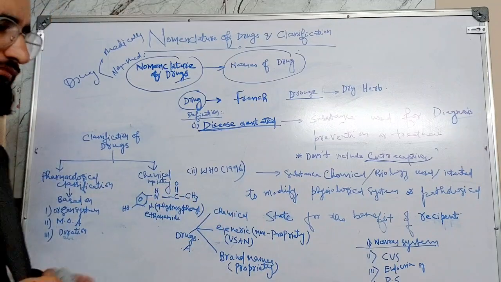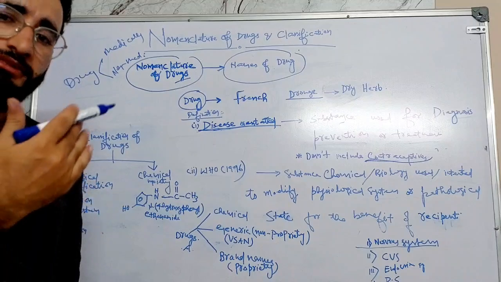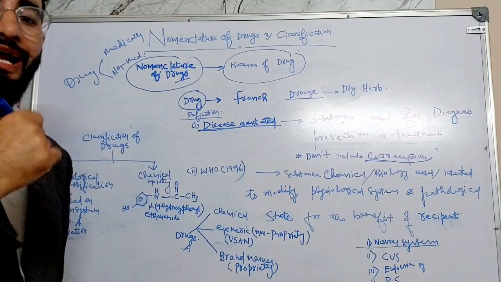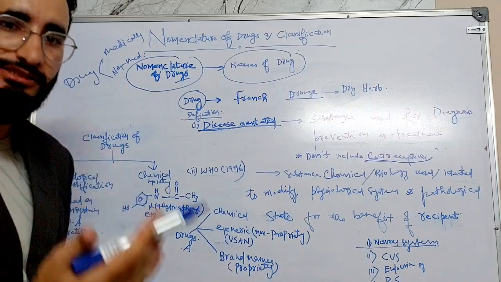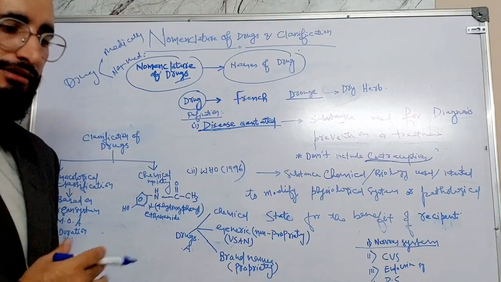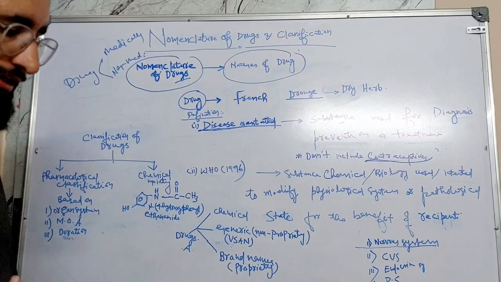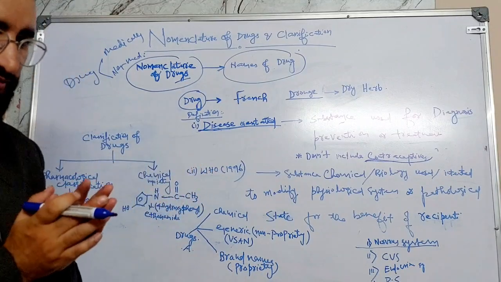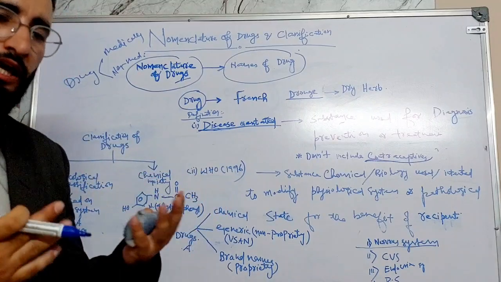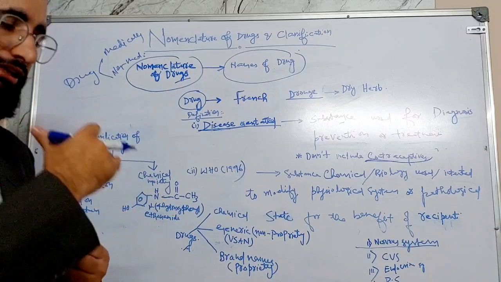Or non-medical persons. See, non-medically we mean by drug a substance which is illegal and which is used for excitement, pleasure feelings, and which can cause addiction. For example, ganja, cocaine, brown sugar, etc. So this is a non-medical definition. This is the definition which common people understand or non-medical people use. But the medical definition is totally different.